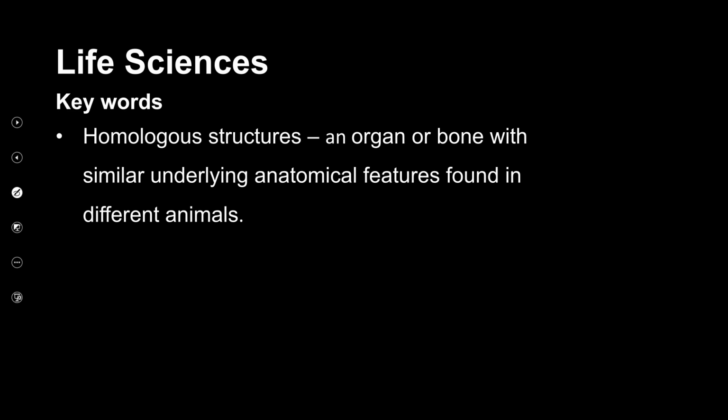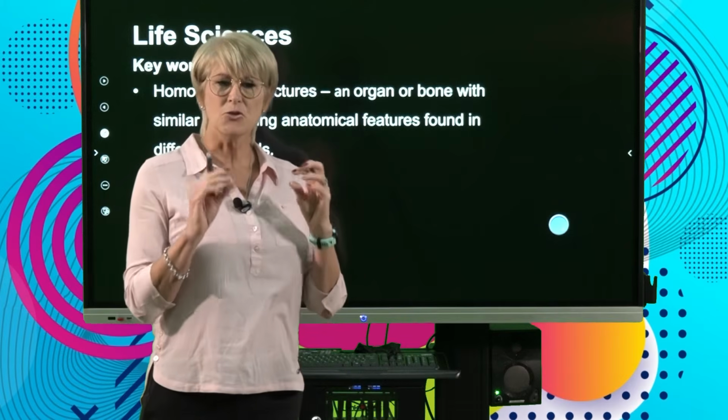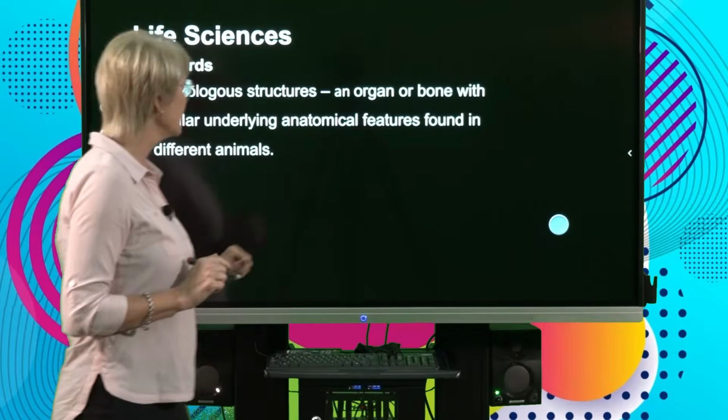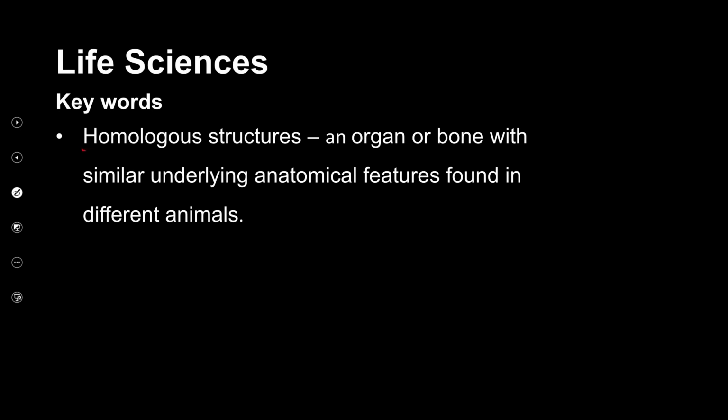The next keyword we're going to have a look at is homologous structures. Again, when we do terminology, it's always a good idea to break up the word into smaller parts, which makes it a lot easier to figure out. Homo means the same, and then logos, so we're looking at structures in organisms that are the same or similar. Homologous means similar structures.